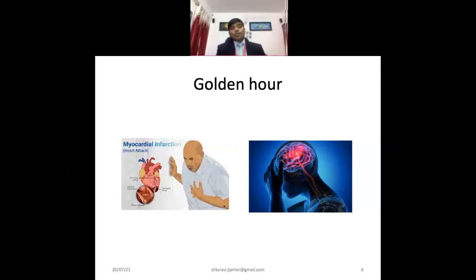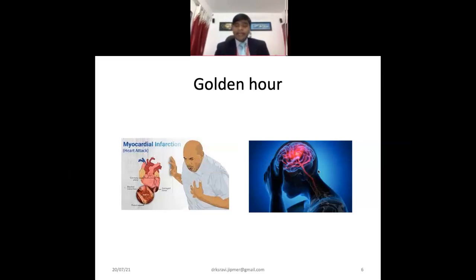What I wanted to say is that, as in the case of myocardial infarction or heart attack, we give immediate treatment. Similarly, if we give the same immediate treatment in the case of a cerebrovascular accident, the early intervention or management will definitely save the life of the patient, and not only that, it will reduce the morbidity and mortality of the patient.